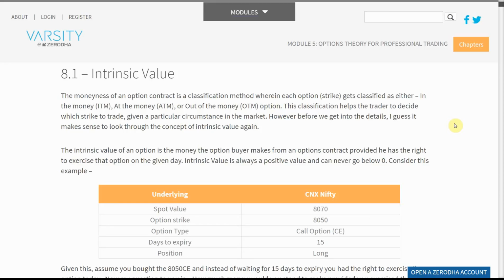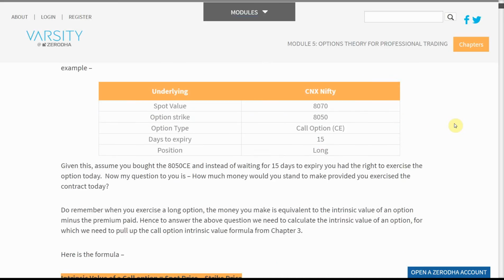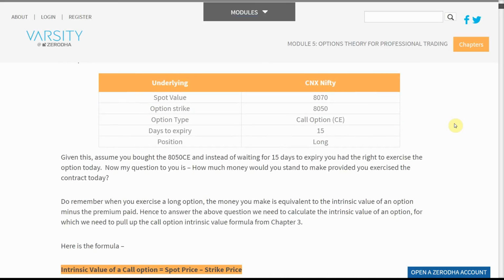Consider this example. Underlying CNX Nifty. Spot value 8,070. Option strike 8,050. Option type call option, C. Days to expiry 15. Position long. Given this, assume you bought the 8050 CE and instead of waiting for 15 days to expiry, you had the right to exercise the option today. Now my question to you is, how much money would you stand to make, provided you exercised the contract today?